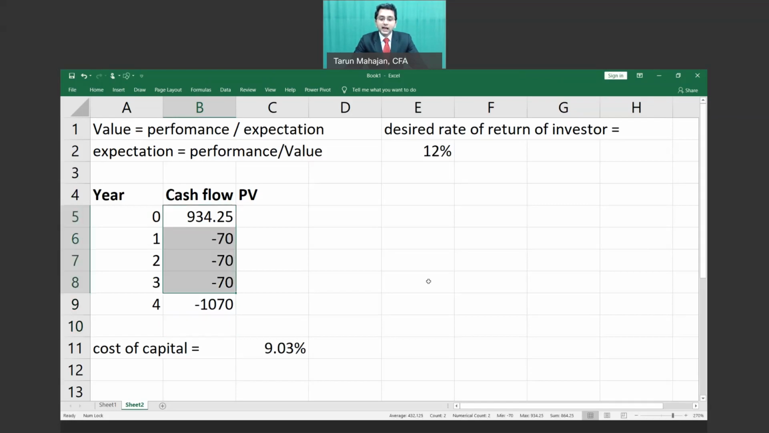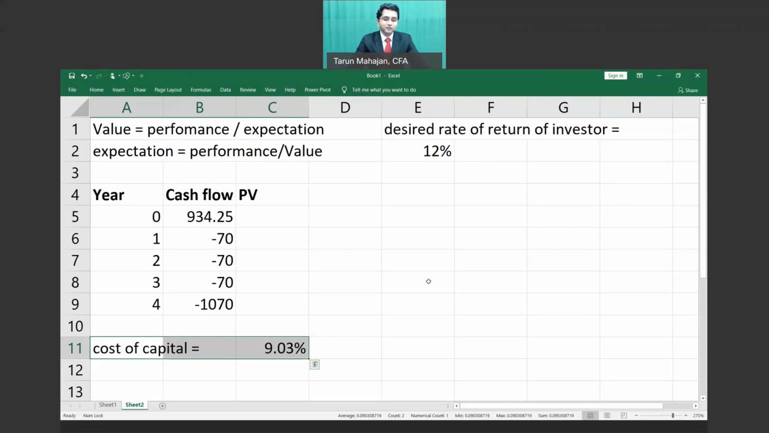Then I again calculate IRR and my IRR becomes 9.03%. And this is actually my cost of debt. Cost of any source of finance, whether it is debenture or preference or equity share or anything else, can be calculated with this IRR formula, with the trial and error interpolation concept.